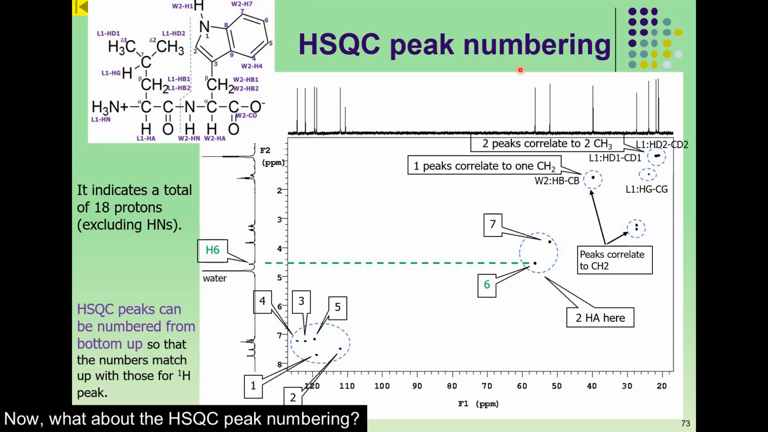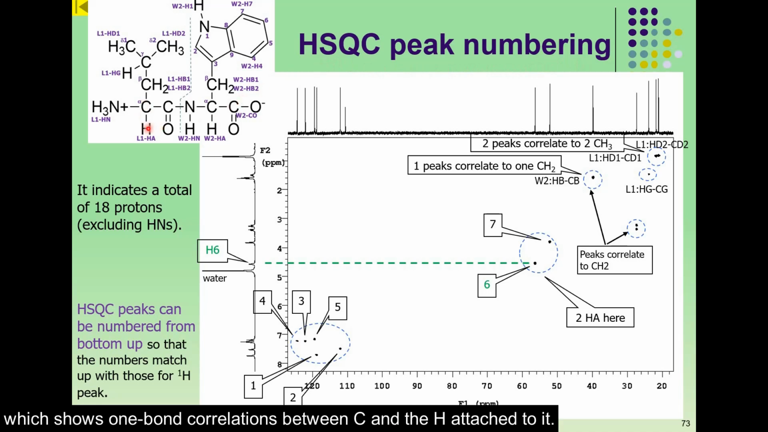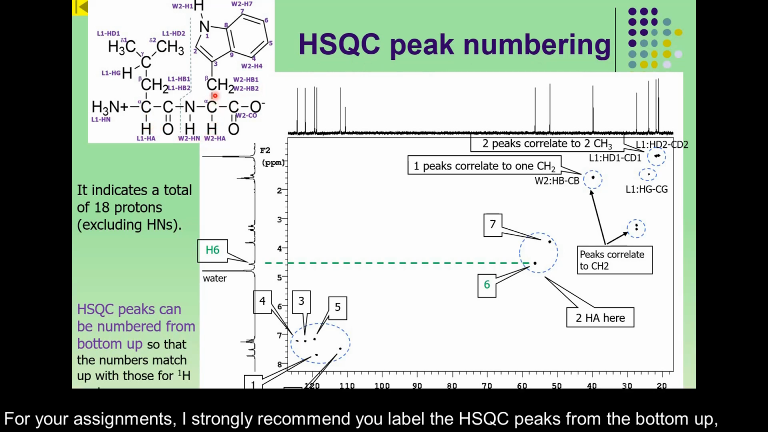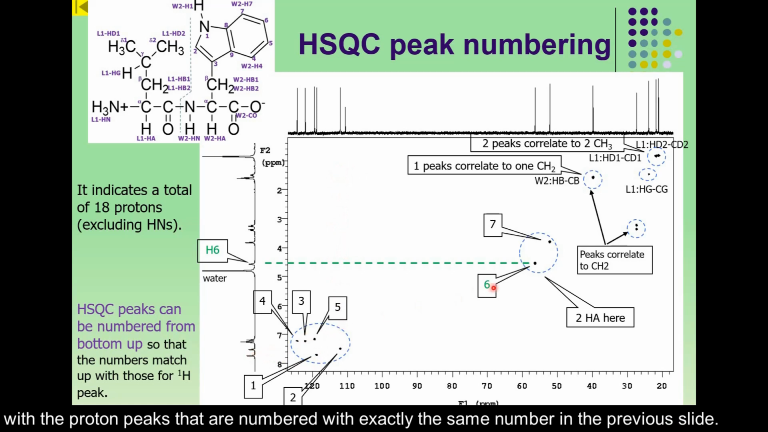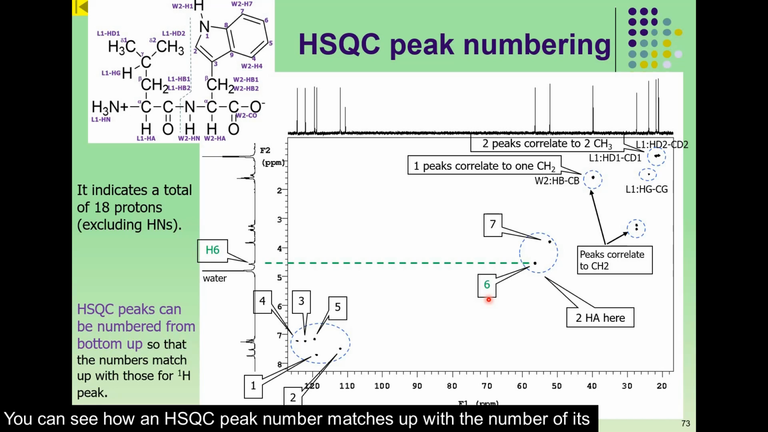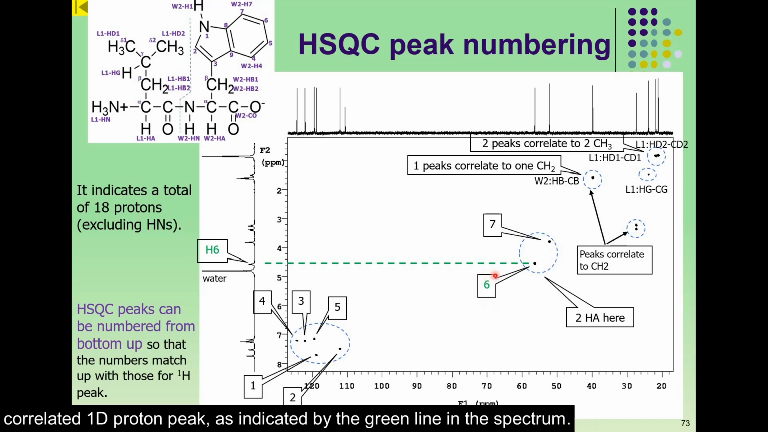Now, what about the HSQC peak numbering? We have learned about HSQC in the previous slide, which shows 1 bond correlations between C and the H attached to it. For your assignments, I strongly recommend you label the HSQC peaks from the bottom up, because numbering them this way can easily align the HSQC peaks with the proton peaks that are numbered with exactly the same number in the previous slide. You can see how an HSQC peak number matches up with the number of its correlated 1D proton peak, as indicated by the green line in the spectrum.